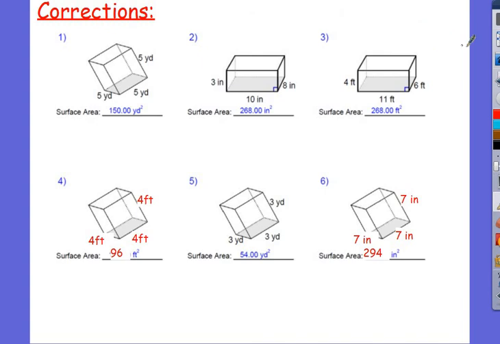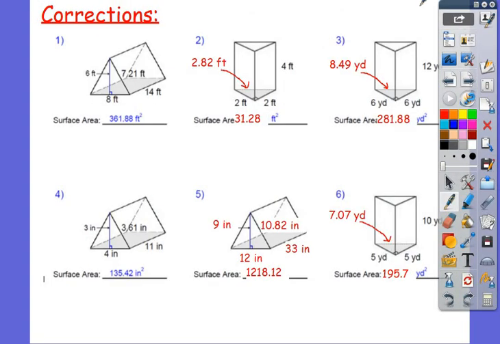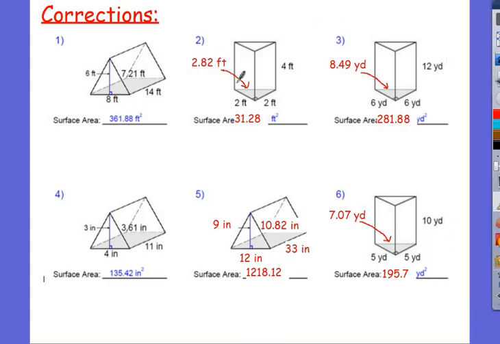Okay, now we're going to do corrections on the triangular prism. It has a few more, and they left off some side lengths. So this 2.82 is going to be this side length of the triangle, which was necessary to have. Same thing here. So any red, you need to correct or add to your paper.